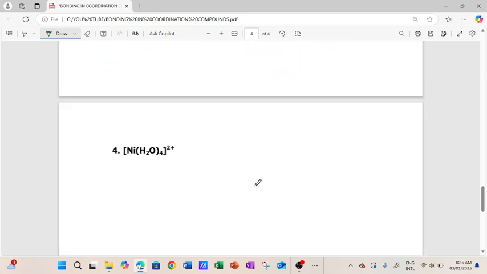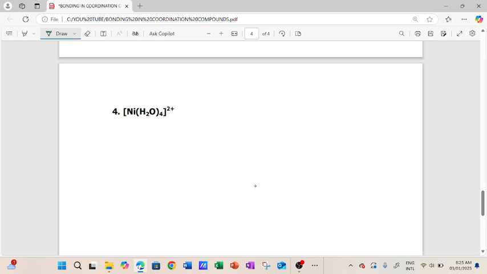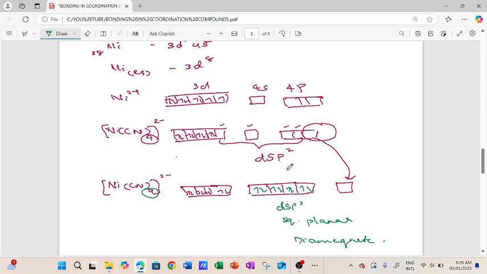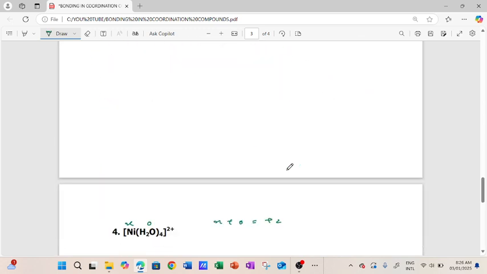And the last example, [Ni(H2O)4]2+. Nickel again, water is 0, so nickel is X. So X plus 0 is equal to plus 2. Again, nickel is in the plus 2 oxidation state only. We'll repeat the same steps as the previous one. Nickel plus 2 is 3d8.